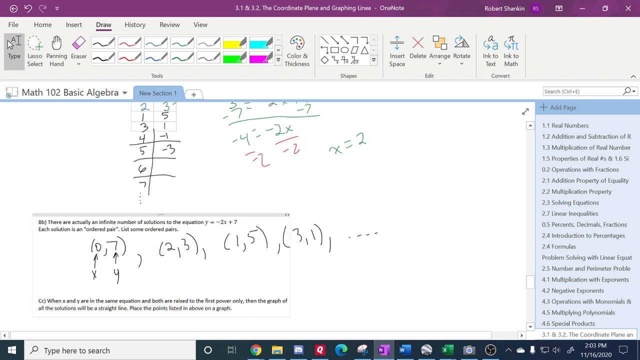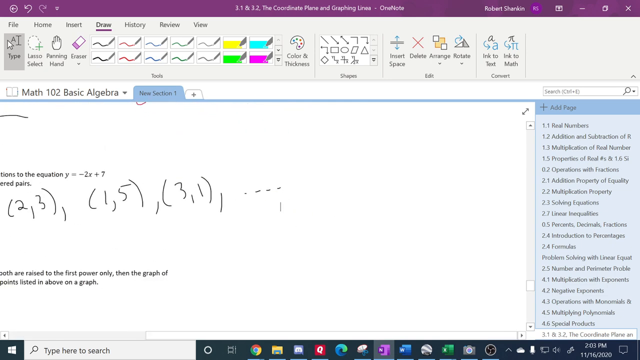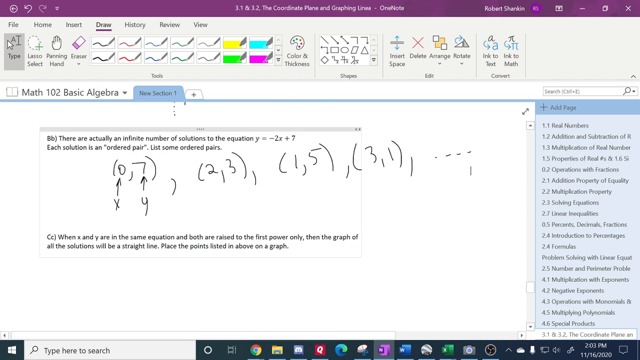Okay. All right. Let's go to part C. When x and y are in the same equation, and both are raised to the first power only. Now we noticed these are raised to the first power. This was y to the first, x to the first. And the graph of all the solutions, if we put all these points on a graph, there's an infinite number of them, they'll line up in a straight line.